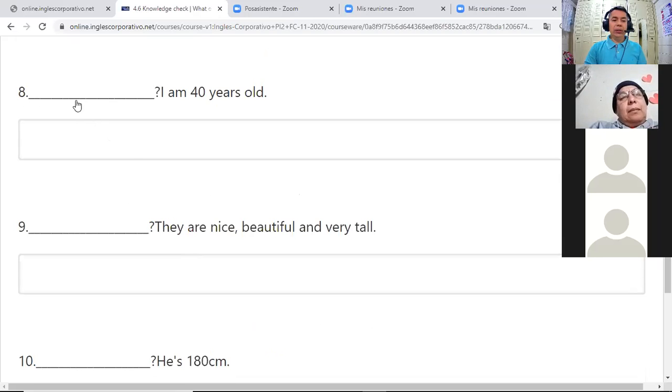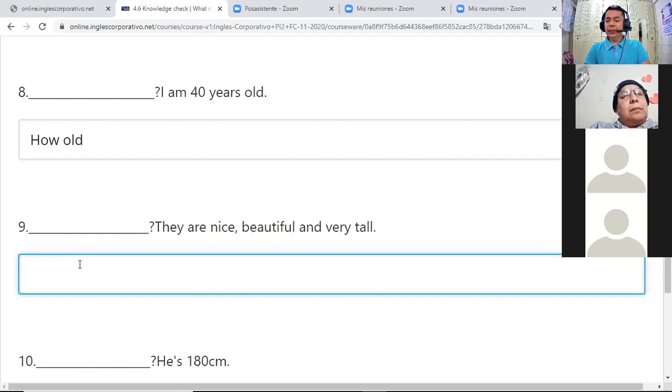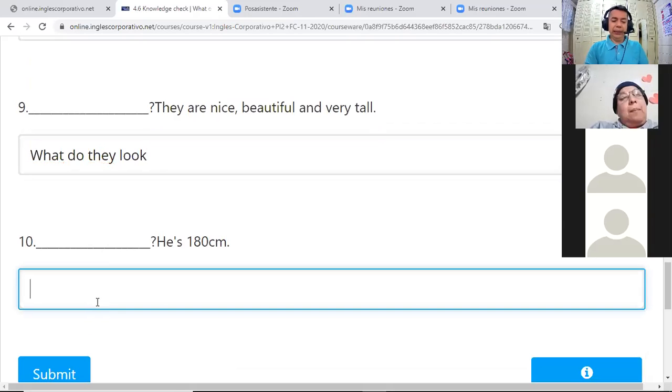How old? Okay, and then you make the rest, right? Number nine, what do they look like, today, etc. You make the rest, right? They, in this case. And the last one, Hilda say the answer, but I will copy only the introduction. How tall is, right?